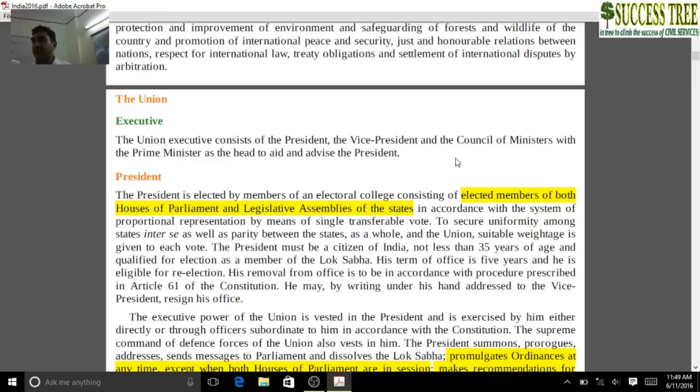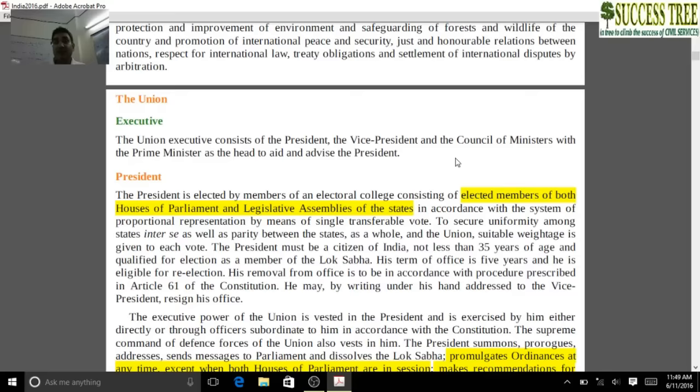Certain reasonable restrictions are sovereignty, security of the state, friendly relations with foreign nations, decency and morality, then public order, incitement to offense, contempt of court. So go through all the reasonable restrictions given in your polity book. You need to remember exactly what they are, because the options may be very close.